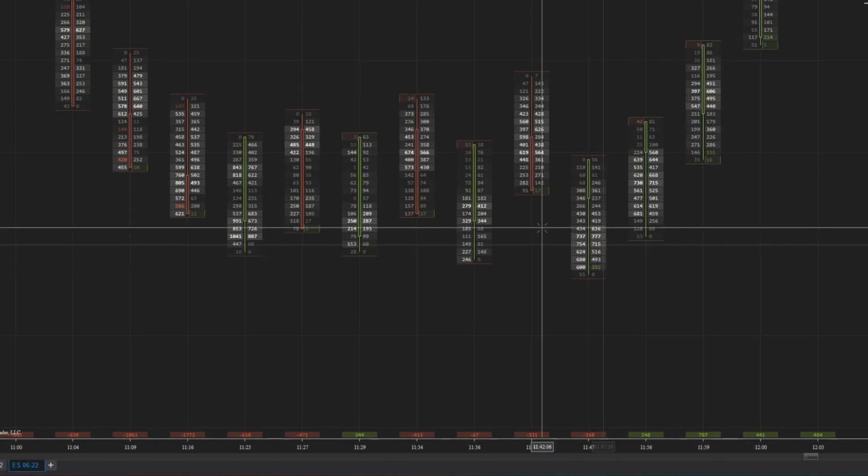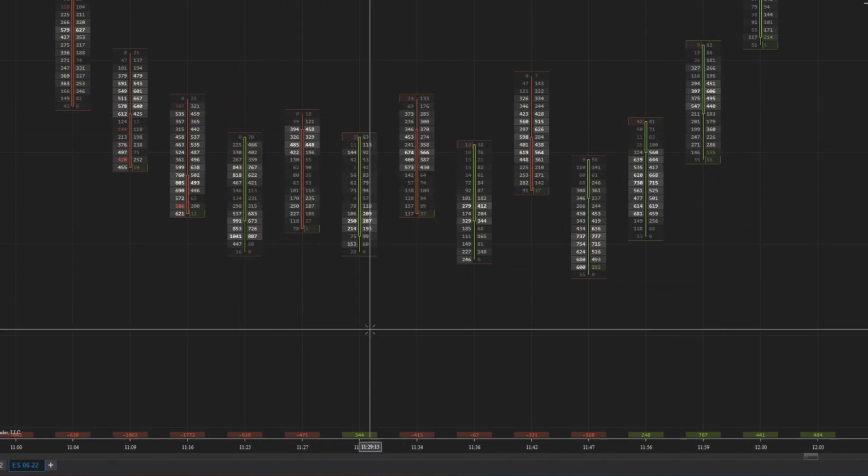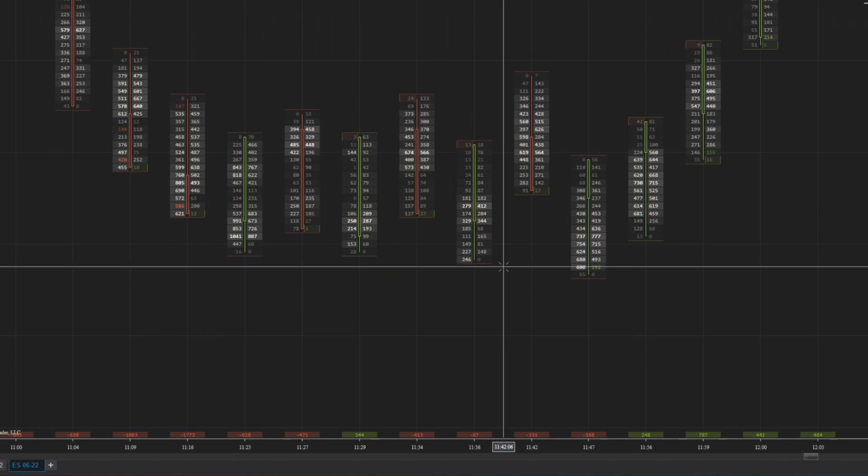Another great example is these unfinished auctions. If you're getting unfinished auctions and absorption, that is a wonderful place to put your stop. Right below that level is where you want to put your safety stop.